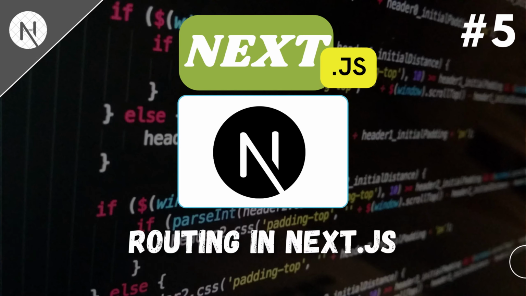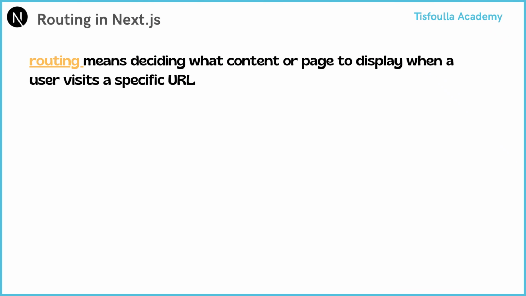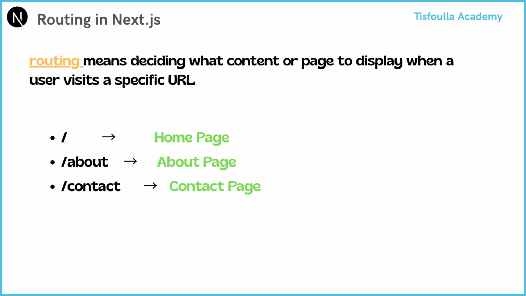In this video, we will learn about routing in Next.js. In any web application, routing means deciding what content or page to display when a user visits a specific URL. For example, if the user goes to /, they should see the home page. If they visit /about, they should see the about page. And if they visit /contact, they should see the contact page.